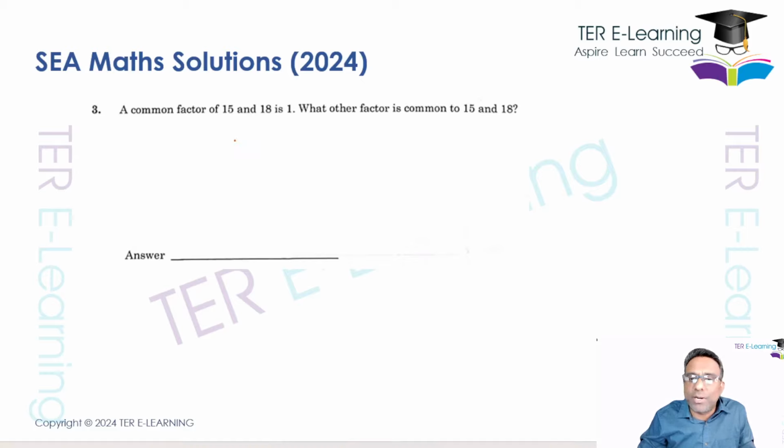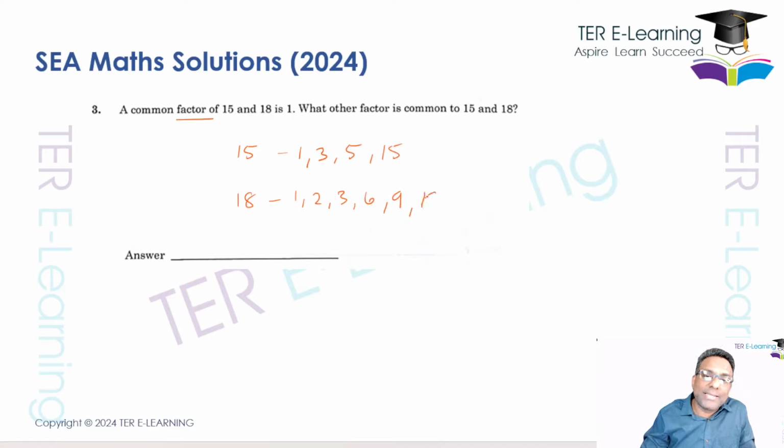Number three, we have a common factor of 15 and 18 is 1. What other factors are common to 15 and 18? Now, remember, a factor is a number that can go into something. So, for example, the factors of 15: 1 can go into 15, 3 can go into 15, 5 can go into 15, and 15 can go into 15. So 15 can be divided by all of these numbers without leaving a remainder. If we check 18, factors of 18 would be 1, 2, 3, 6, 9, and 18.